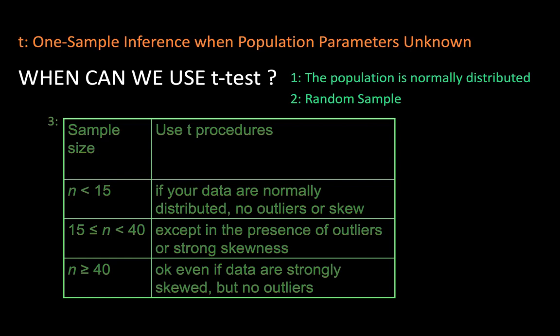For n less than 15, we can use the T procedure if our data is normally distributed and there are no outliers or skew to the data. When the sample size is between 15 and 40, we can use T procedures except in the presence of outliers or very strong skewness. For n greater than 40, we can use T procedures even if our data is strongly skewed. But one caveat is that there must be no outliers.